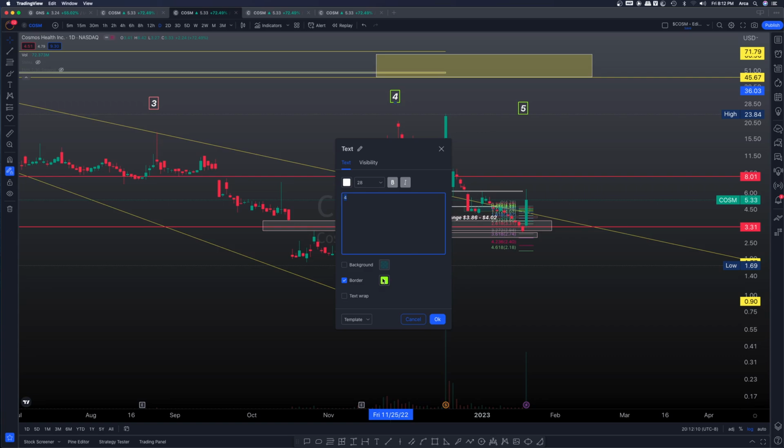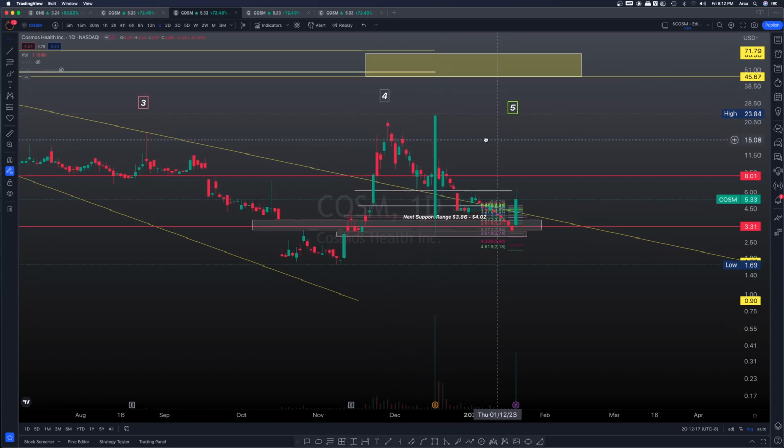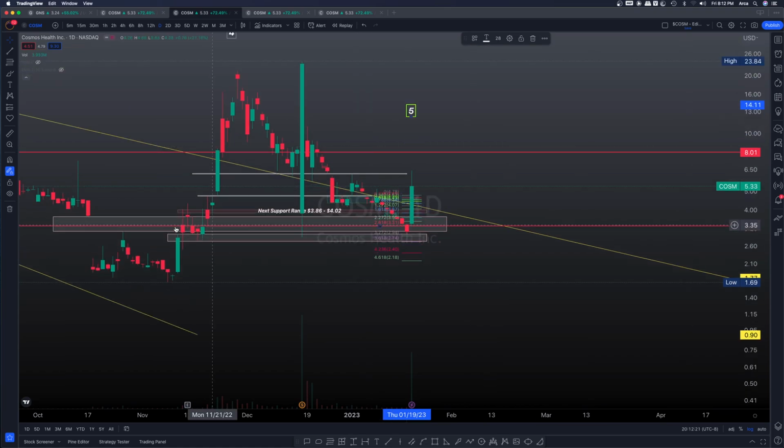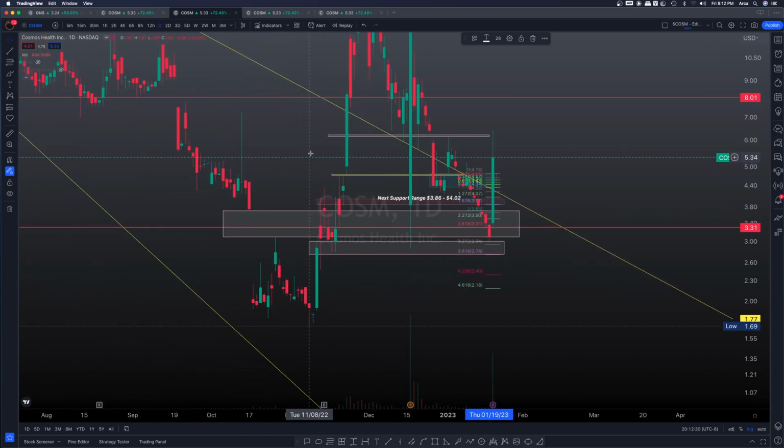Now we're just going to put a neutral color back in the border here, and now we can see that this is test number 5. Now what happens after test number 5? Well, usually we have to come back and test our newly converted resistance into support again before a continuation to the upside.